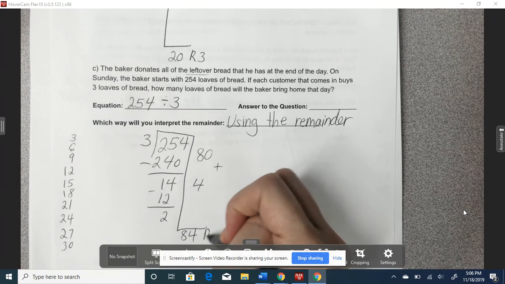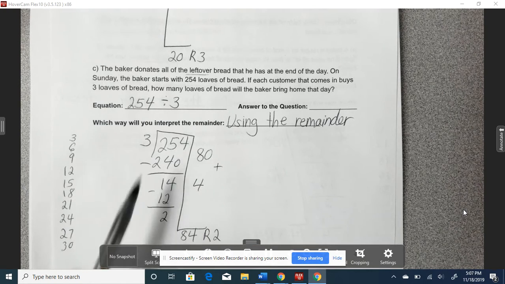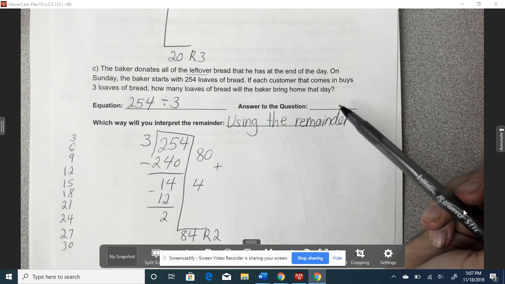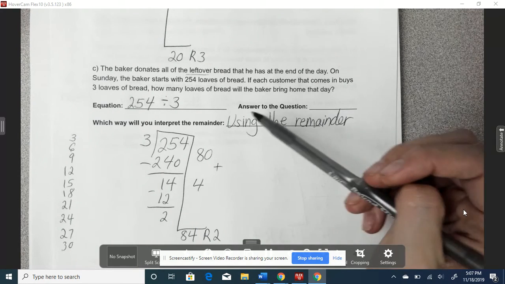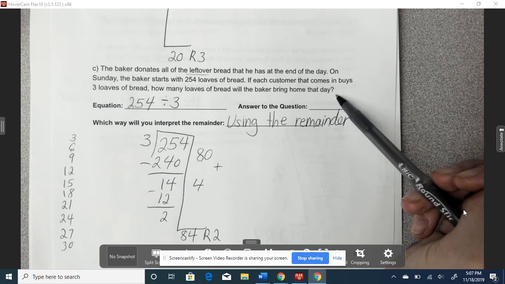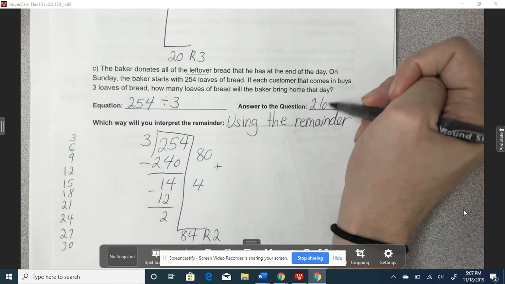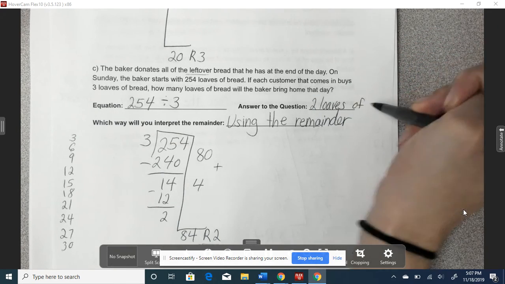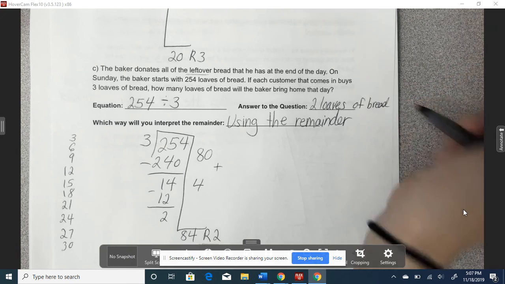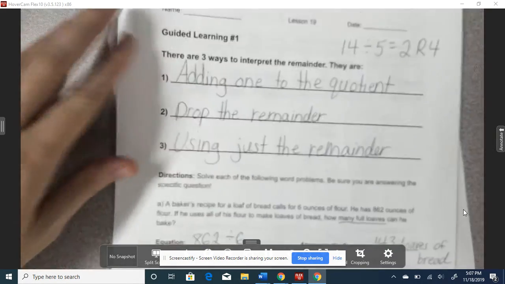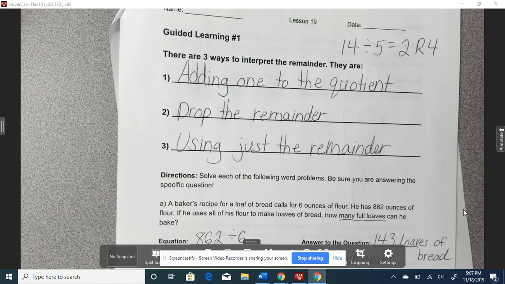Our answer to the division problem is 84 remainder 2, but we have to make sure we're answering the question. They said that the baker takes home the leftover bread. So how many loaves of bread will the baker bring home? We're looking at just the remainder. So that means that the baker is going to bring home 2 loaves of bread. Always make sure you're referring back. It's going to be one of these 3 ways that we're interpreting the remainder, but always go back and say, what is the question asking of me?